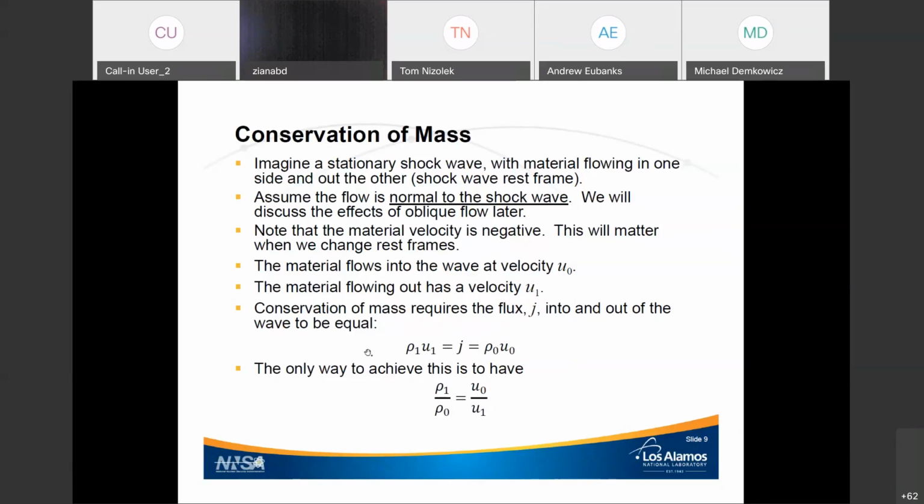The only way to achieve this condition is if the ratio of the density of the material exiting the shockwave to the density of the material entering the shockwave is equal to the ratio of the initial velocity to the final velocity of the material relative to the shockwave. And because both of these velocities are negative, this is a positive quantity.